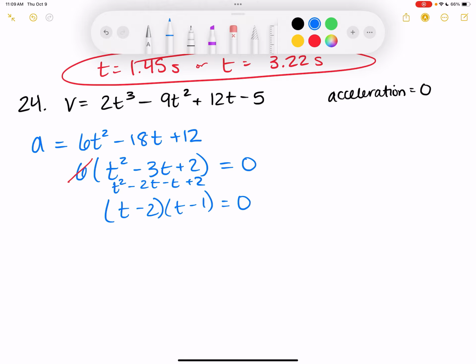So then I would have t equals 2 or t equals 1. So at 1 second and at 2 seconds, acceleration is 0. So now I need to find the speed at both of those values.